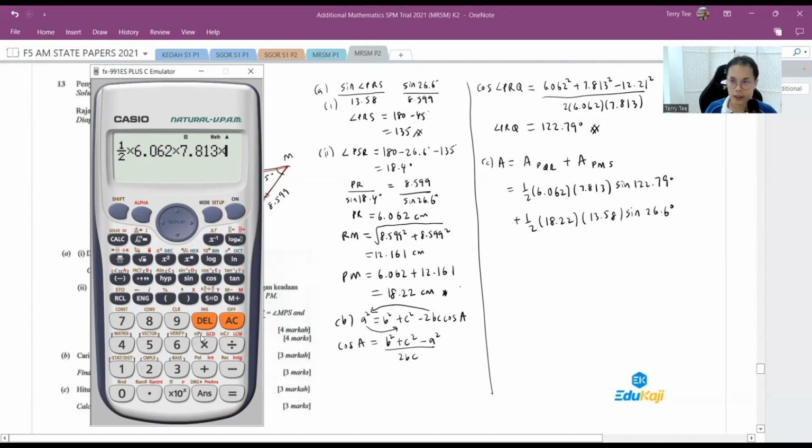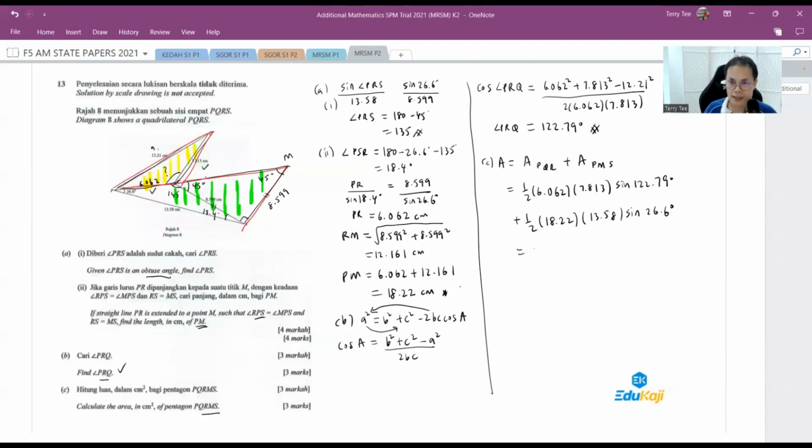7.813, and then sine 122.79. Now, whatever we get, we add with the second one, half. This is 18.22. Second one is 13.58. And then sine 26.6. Okay, my answer is 75.30.